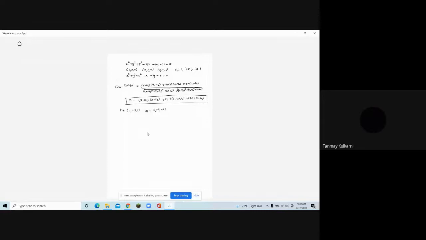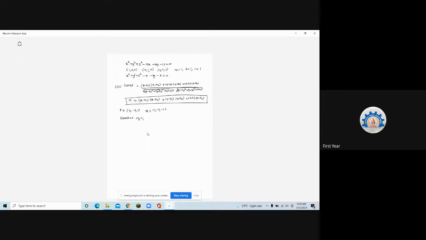x square plus y square plus z square minus 3x plus 5y plus 7 equal to 0. Absolutely right. x square plus y square plus z square minus 3x plus 5y plus 7 is equal to 0. So how did you get it?